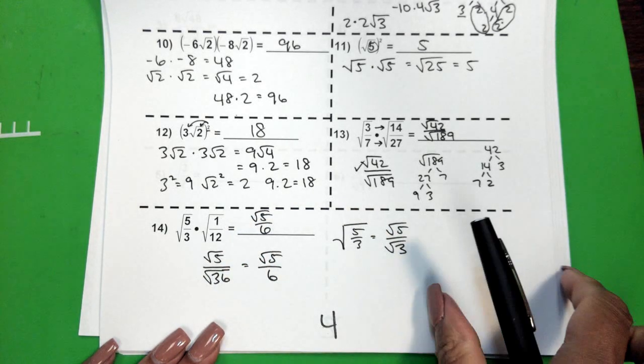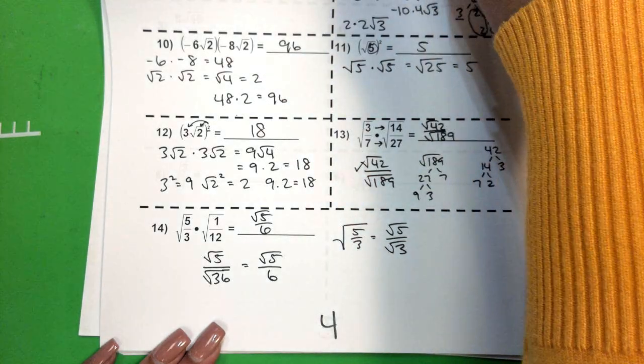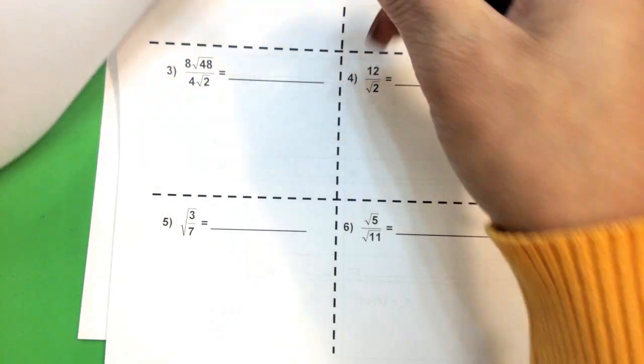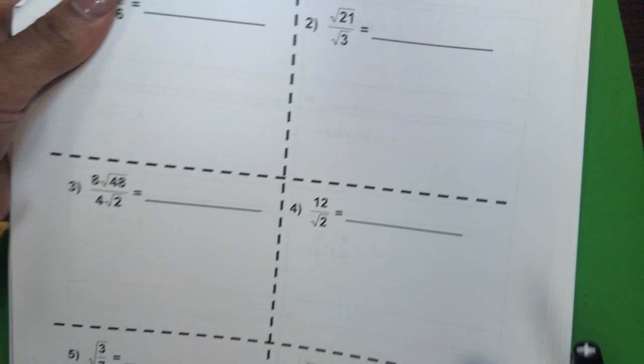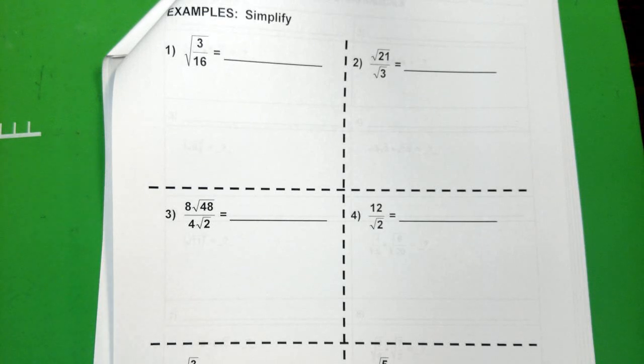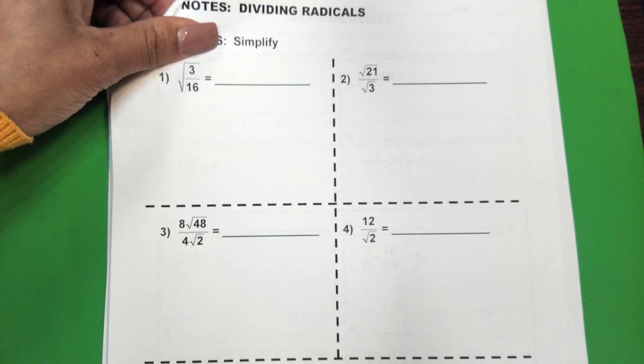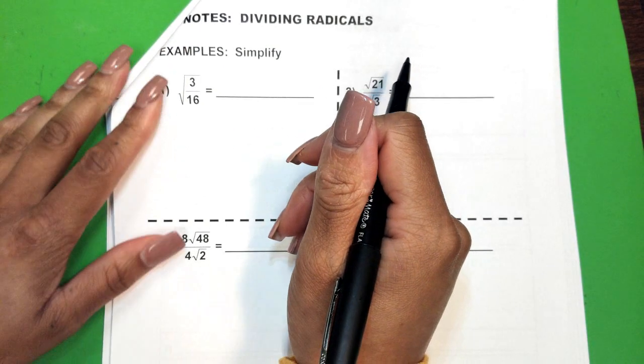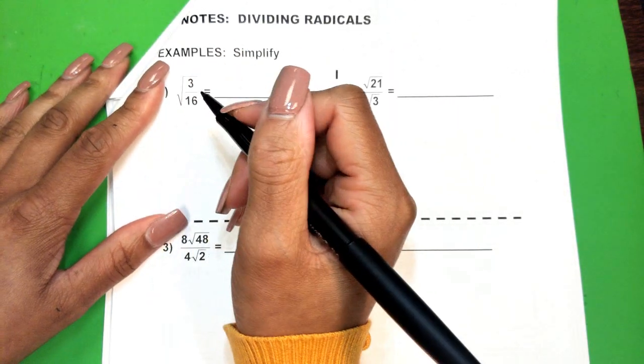Alrighty, let's go on to our next one. And this is dividing radicals. So page 5 is dividing radicals. So when you're dividing radicals, you're kind of applying the same logic. But if you are able to reduce, please do so before you simplify. So dividing radicals, I have square root of 3 over square root of 16.